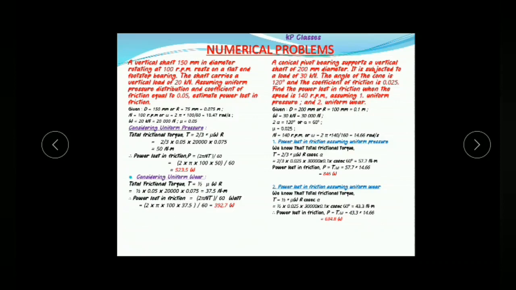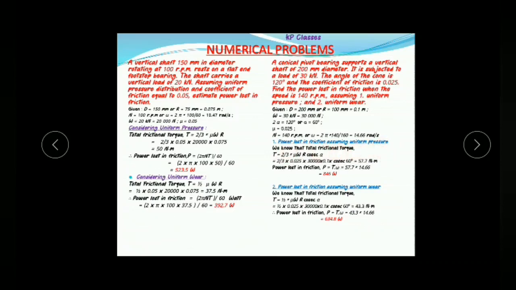Given data are diameter of the shaft D equal to 200 mm and radius equal to 100 mm, which is equal to 0.1 meter. Vertical load W equal to 30 kN equal to 30,000 Newton. Angle of the cone 2 alpha equal to 120 degree, then alpha equal to 60 degree. Coefficient of friction mu equal to 0.025. Given that n equal to 140 rpm. From here omega equal to 2 pi n by 60 equal to 14.66 radian per second.